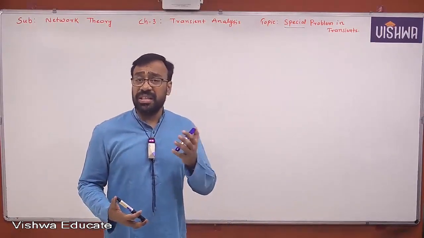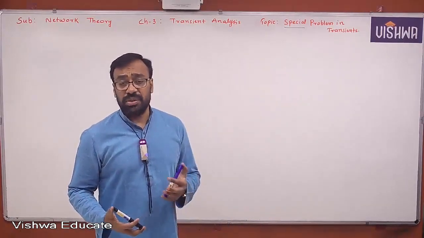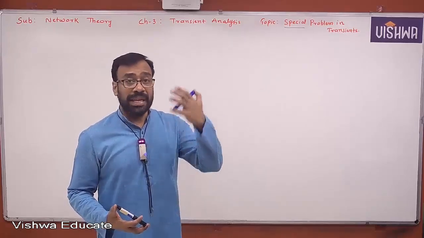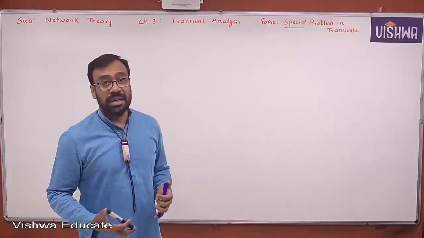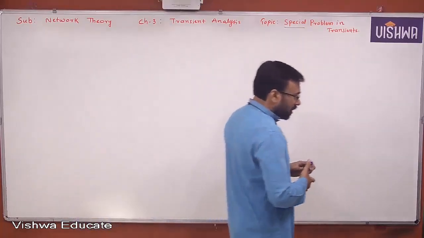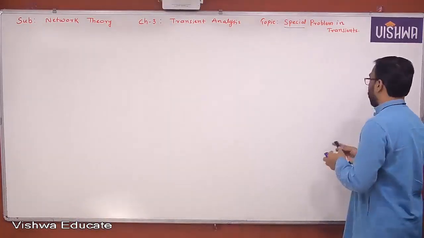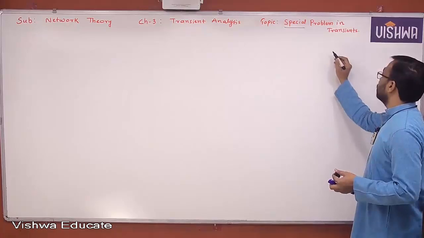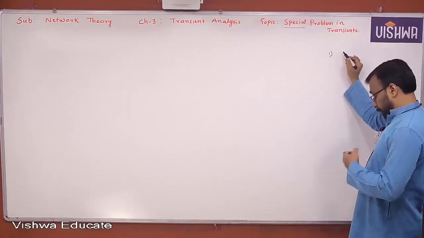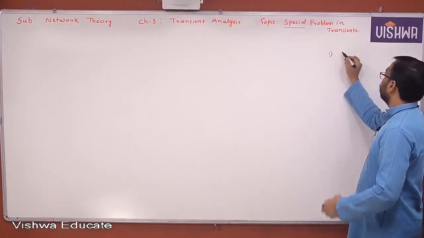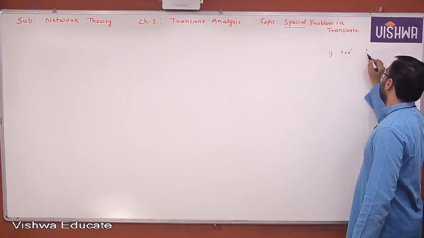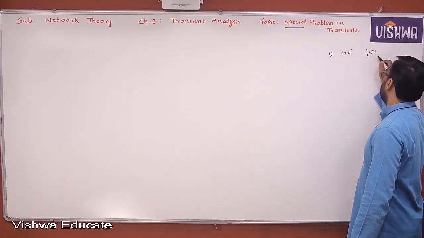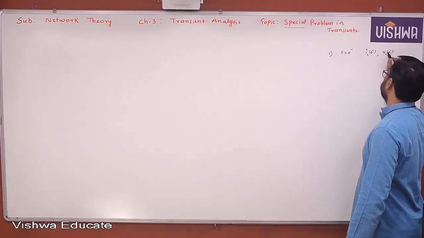the initial conditions procedure what we actually discussed in the beginning sessions of the transient analysis. The first topic I discussed, initial conditions. So what was the step-by-step approach that we actually applied to find the initial conditions? The first step was, first you construct t equal to 0 minus equivalent and find current through the inductor and voltage across the capacitor.